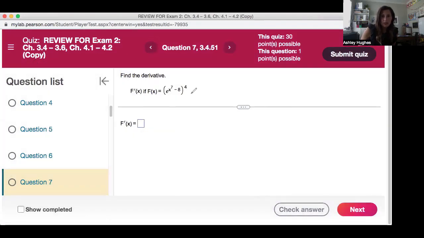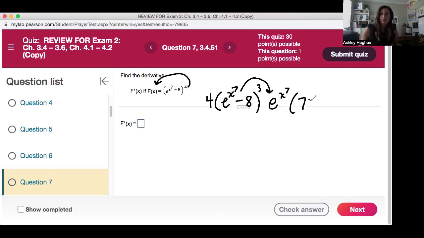This one, we're going to bring the 4 down. So we get 4 times (e to the x to the 7th minus 8) to the 3rd times the derivative of the inside, which is e to the x to the 7th times 7x to the 6th. So the derivative of the inside of this is e to the u times the derivative of that u. So all of these are just being multiplied together.